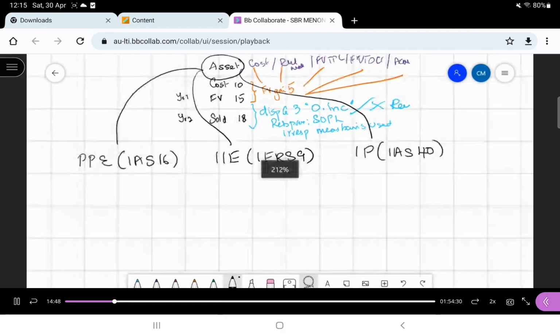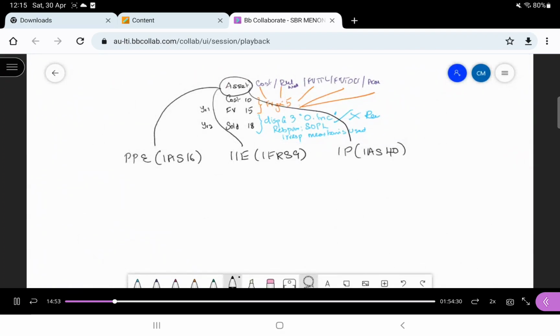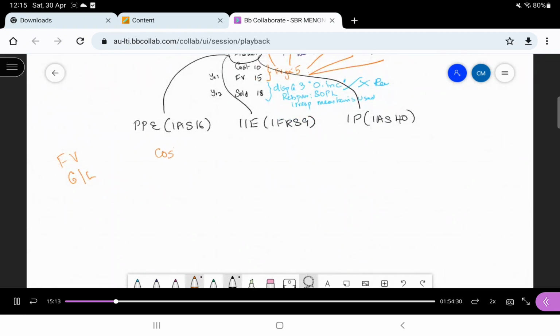Now, Menon, why is this important? It's very important because each standard tells us where the fair value gain or loss must go. So, for example, if I use the cost model, you know what happens? We will ignore fair value gain or loss. That means even though fair value is going up or down, we don't account for it.